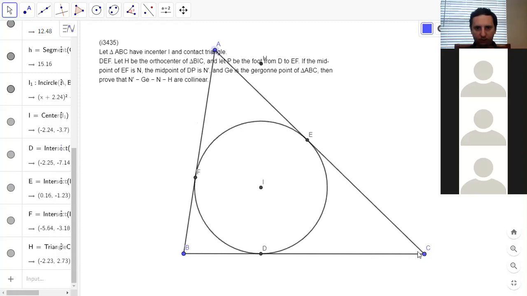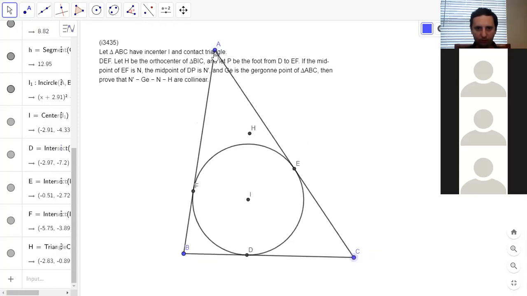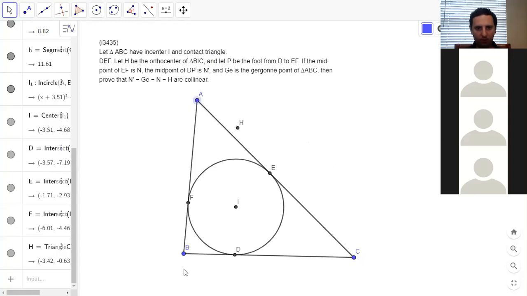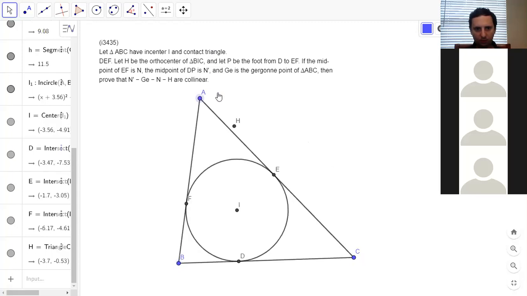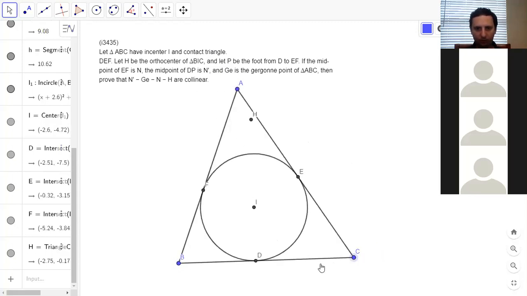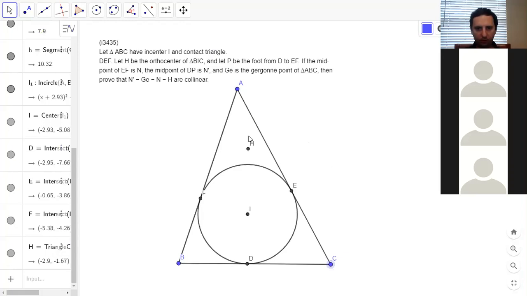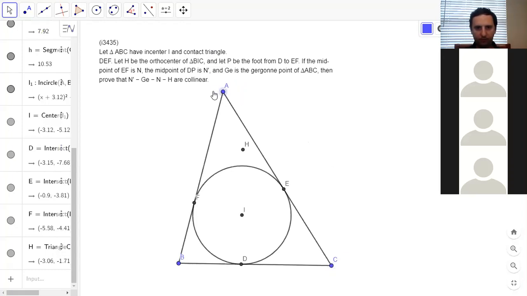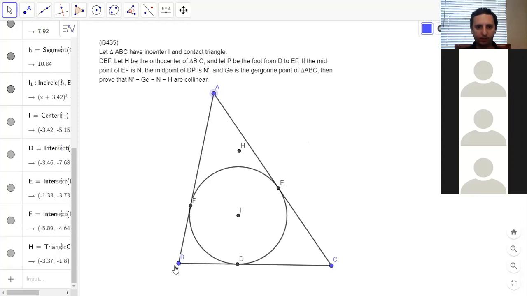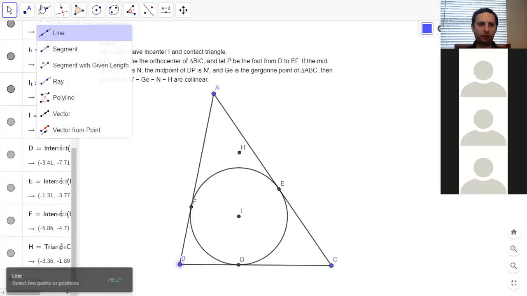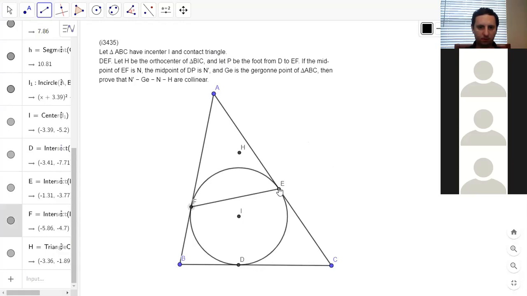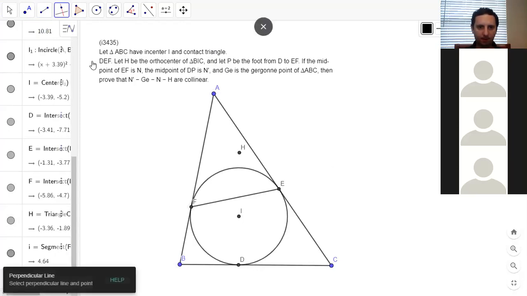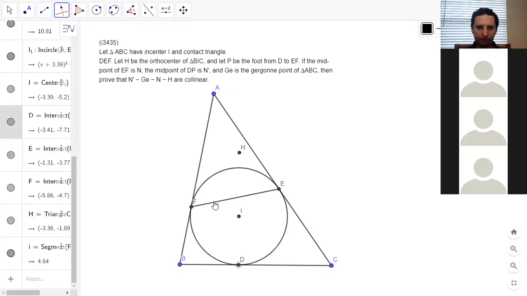I guess it's easier if there's a taller triangle. Yeah, let me make this a tall triangle. But I don't want it to be like... there we go. Something like that. P is the foot of the perpendicular from D to EF. So it looks a little bit like Sharky-Devil maybe. And then we draw the midpoint of EF.